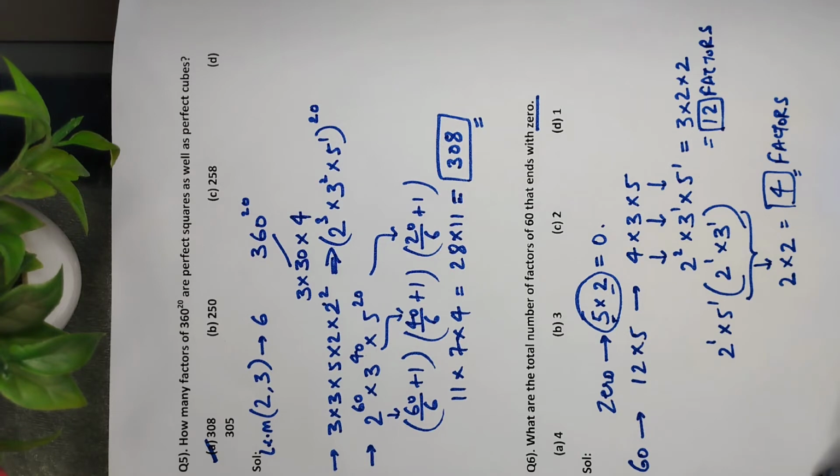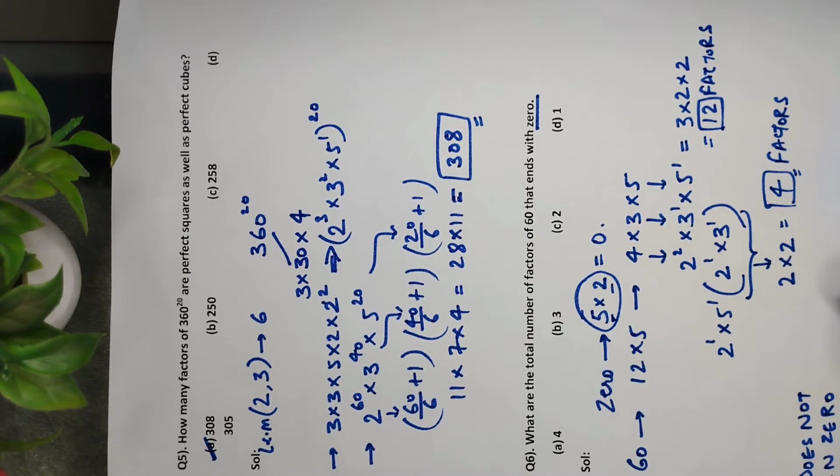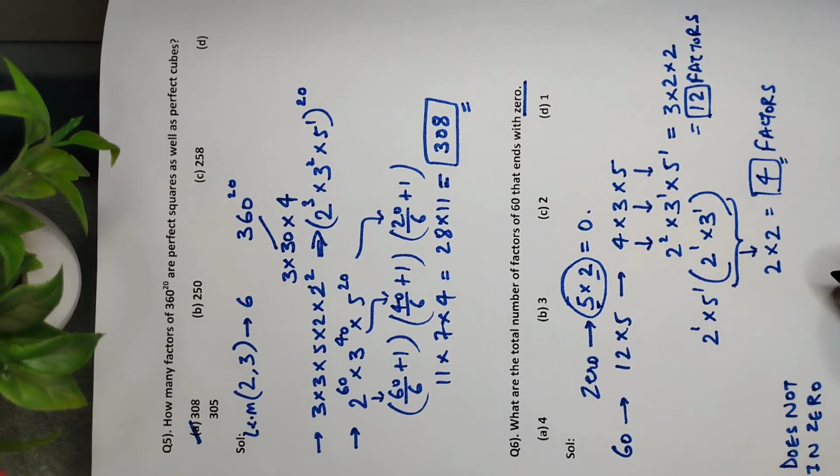Suppose the question is to find the number of factors that does not end with 0. If I have to find the number of factors that does not end in 0, what shall I do? I will just simply subtract 4 from 12, and I will get the number of factors that does not end in 0. So what we can do is total number of factors minus the factors that end in 0, and we will get the factors that do not end in 0. So this is how we solve such kind of questions.